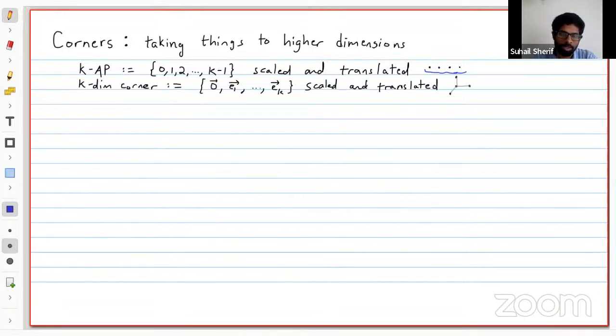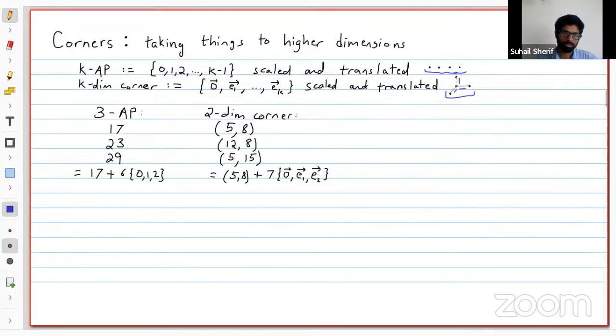Now, a k-dimensional corner is another simple shape, but it's not in 1 dimension. Over here, we take the origin and we take the k axis vectors, the unit vectors along each axis. And then we're scaling this by some integer and translating it so that it doesn't actually have to have the origin as a point. And so basically, it'll always look like this, where the lengths of each of these arms is the same.